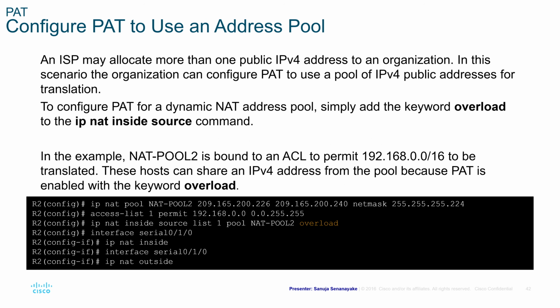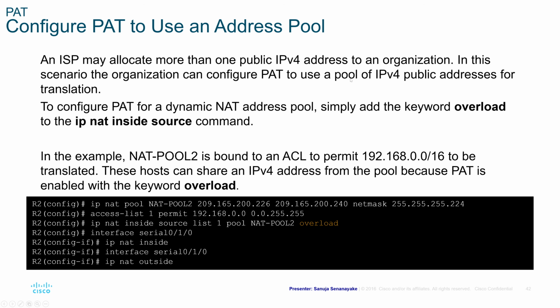Configure PAT to use an address pool. An ISP may allocate more than one public IPv4 address to an organization. In this scenario, the organization can configure PAT to use a pool of IPv4 public addresses for translation. Remember, I have mentioned previously that most home routers and modem combinations, as well as small business routers, even large networks, sometimes the ISP-provided devices are actually using PAT. Even though we keep calling it NAT all the time, it's actually using PAT because you most likely have one or a very limited number of globally routable IP addresses outside.